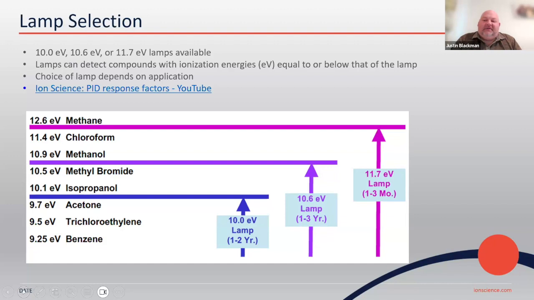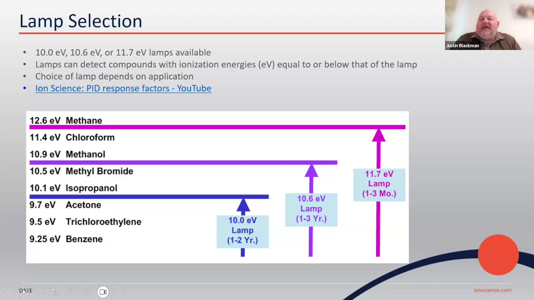There are, however, some issues, some things we need to know about an 11.7 lamp. They are really difficult to make. That makes them expensive, and they also have a very short shelf life. In comparison to the standard 10.6 lamp, 1 to 3 years easily from one of those lamps. The 11.7, we will at maximum be able to get 3 months of life from one of those lamps.